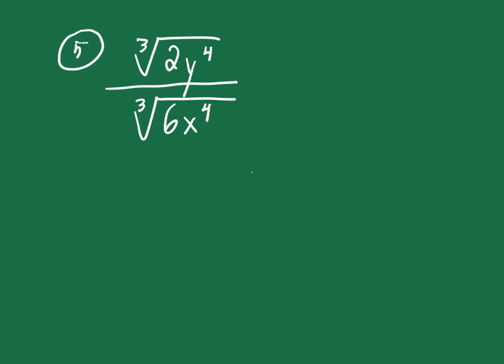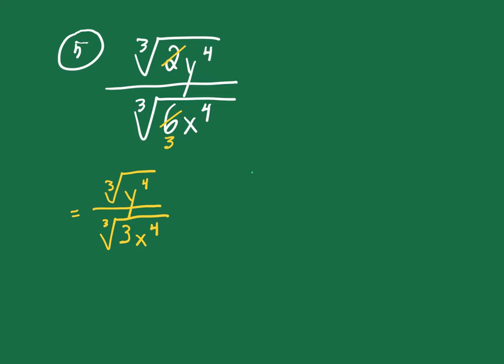All right, number 5, cube root of 2y to the 4th over the cube root of 6x to the 4th. And like I said on the last one, if you've got a radical on top and a radical on bottom, and you've got numbers that reduce, you'll want to go ahead and reduce those. 2 and 6, you can reduce by 2. So 2 becomes 1, the 6 becomes 3. So I'll rewrite this: cube root of y to the 4th over cube root of 3x to the 4th.